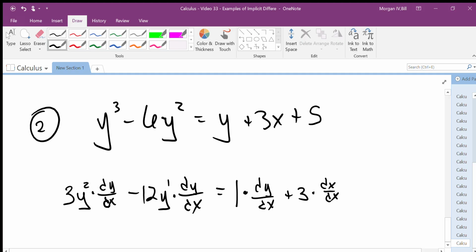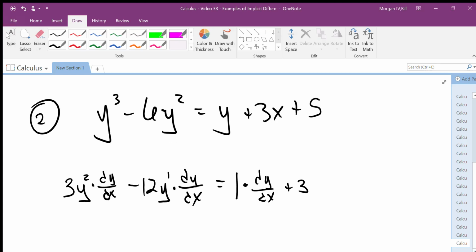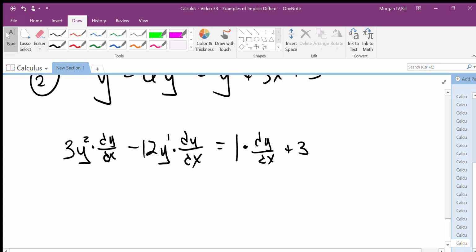But what is dx/dx? That's just 1. And so there's no point in doing dx/dx because that is simply 1. We only need to do the chain rule when it's a variable that is different than the variable we are taking the derivative with respect to. Okay, so now we have 3y squared dy/dx minus 12y dy/dx equals dy/dx plus 3.